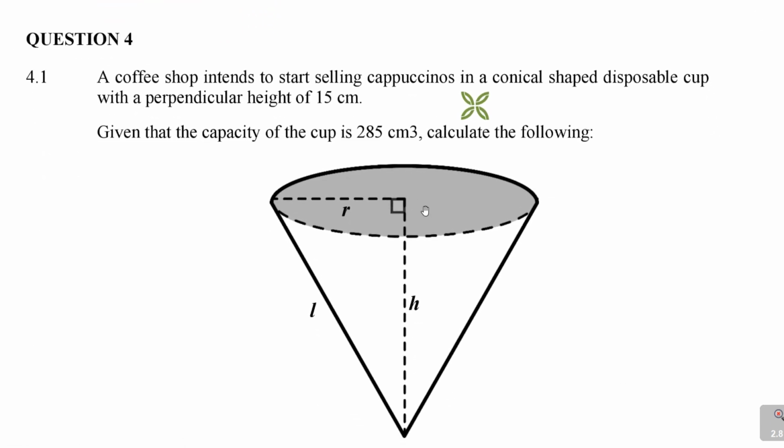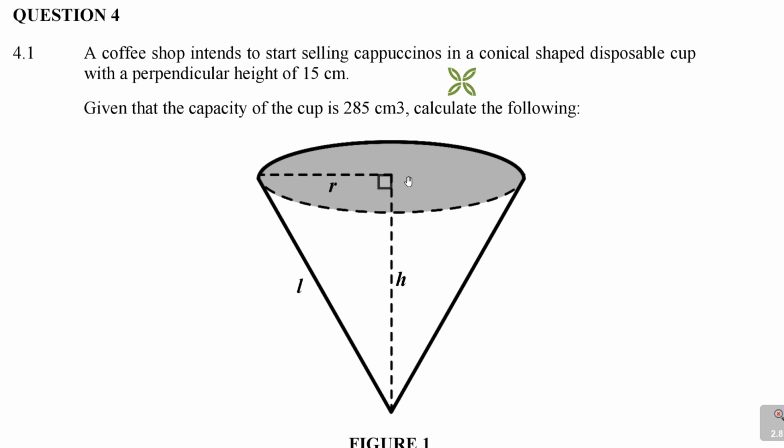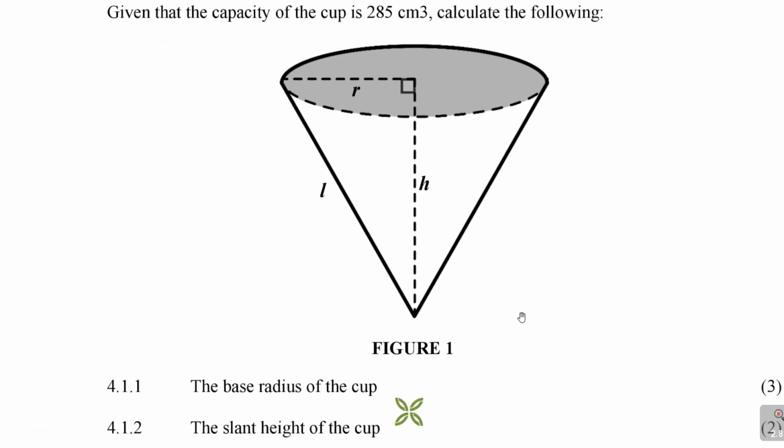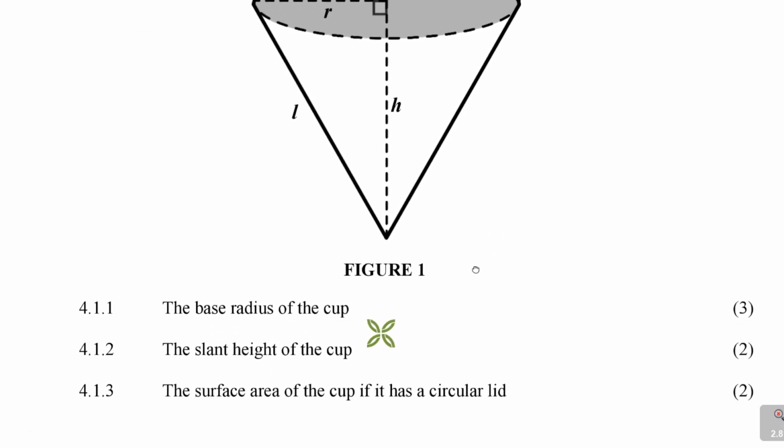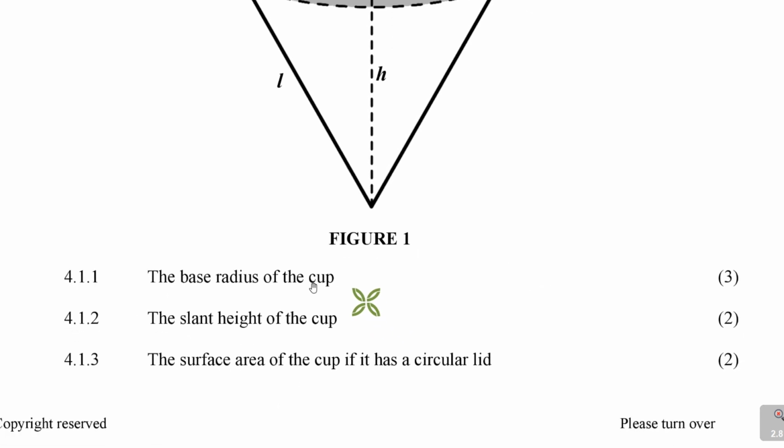And there is another one. This is where we call it the mensuration. It says a coffee shop intends to start selling cappuccinos in a conical shape, disposable, and so on. Given that the capacity is this, then you're given the information there. You're supposed now to calculate the questions here. How is your understanding of these questions? Do you want me to do them, or are you guys good?